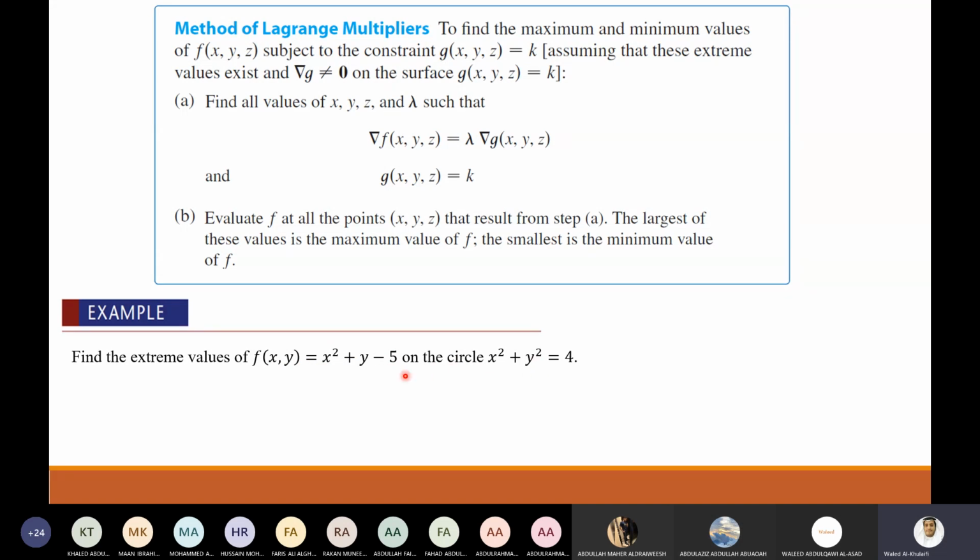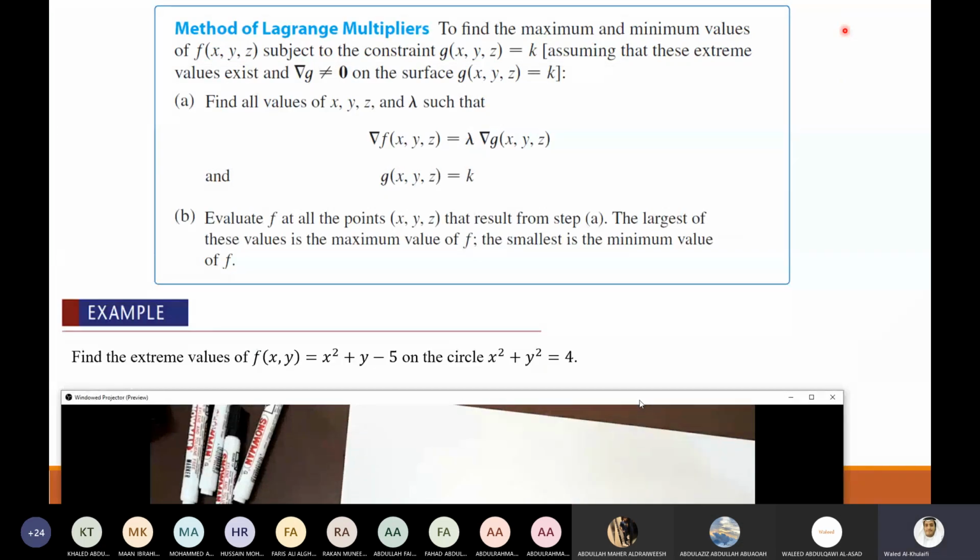It's different when I say find the extreme values of a function. I just say that without mentioning the circle. It is a different way: find the critical points and all this stuff. But now when I say I need the extreme values of the function on this circle, the situation is different now.